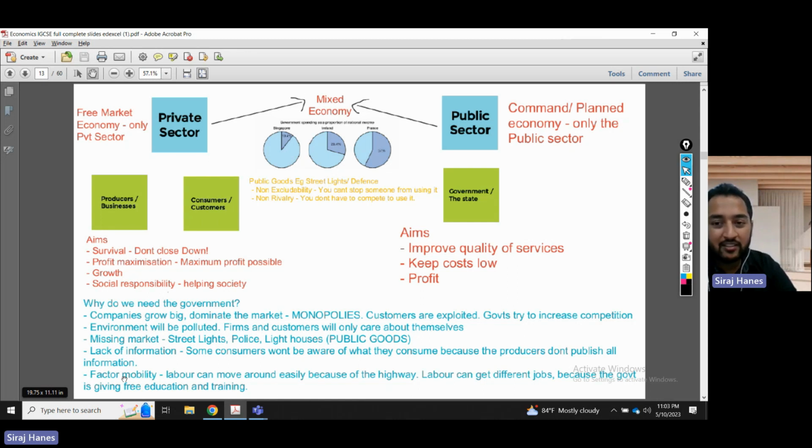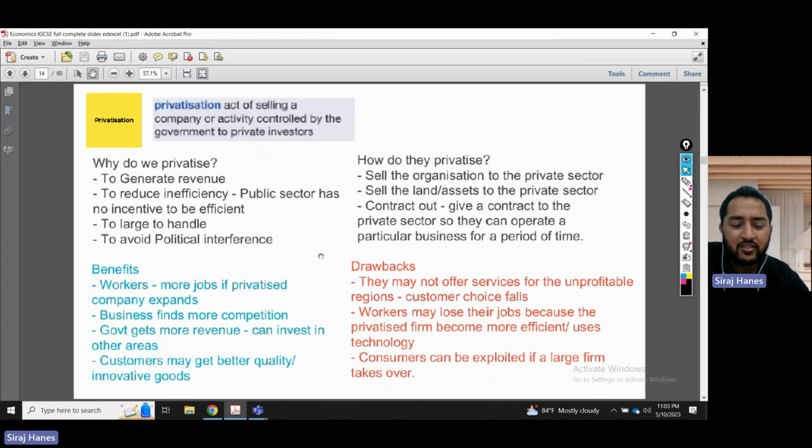These are why we need the government. But are there circumstances where we don't need the government? Should we get rid of the government? This is called privatization. Privatization is the act of selling the company or activity controlled by the government to the private sector. We're selling it to the private sector.